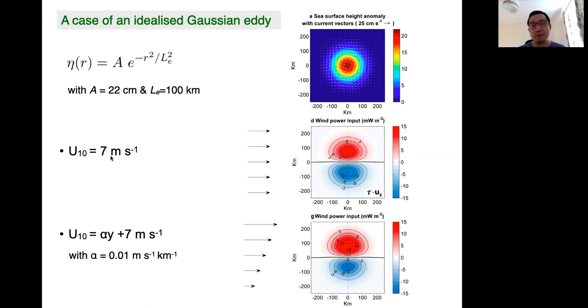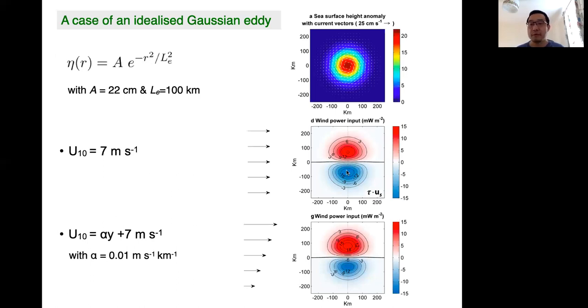And now we're going to blow uniform wind over this eddy. And we're going to assume the 10-meter wind is in the zonal direction and has a magnitude of 7 meters per second. So again, it's just some typical value you can find in the real world. So that's the uniform wind. And then we calculate the wind power input or the wind work on this eddy. So using tau dot u_s, tau is wind stress, and u_s here just means the eddy surface velocity.